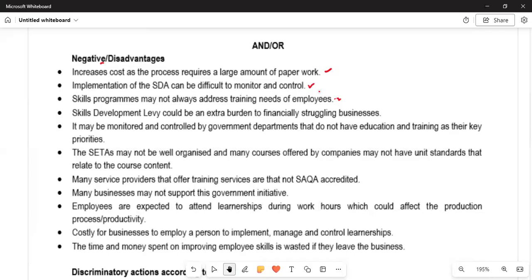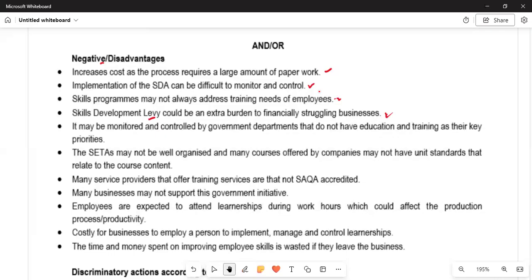Also, the skills development levy could be an extra burden to financially struggling businesses. Those businesses that are struggling, this levy that they are to pay to the sector is very much a problem, because they have to part with their income to pay that levy, whereby their profits are not even okay. That is why we are saying it's a disadvantage.